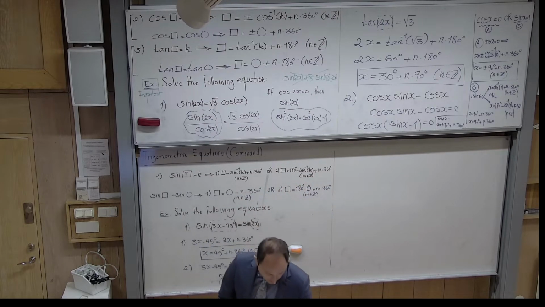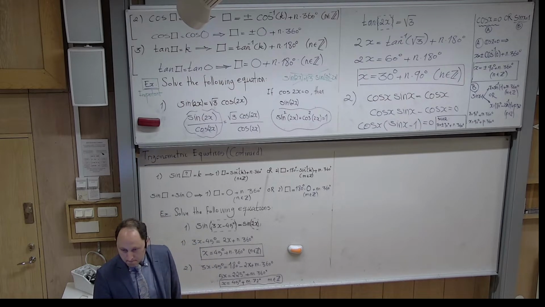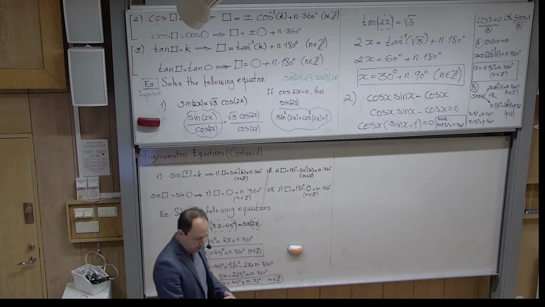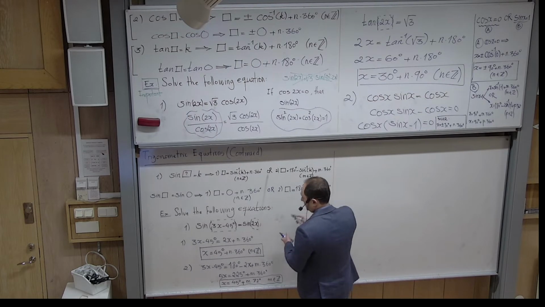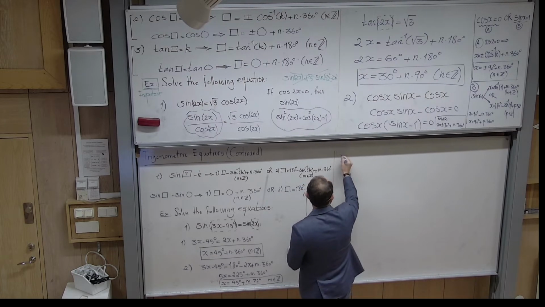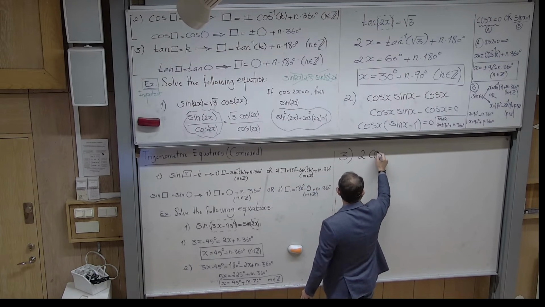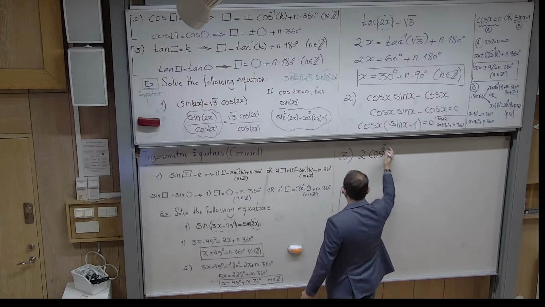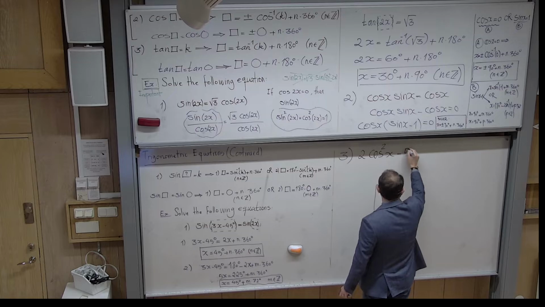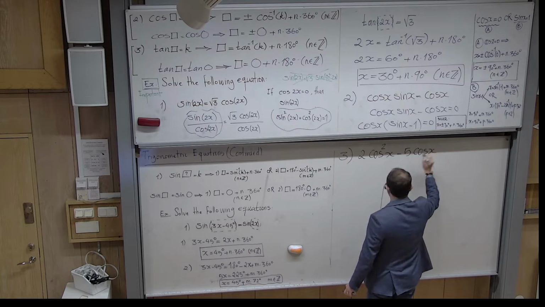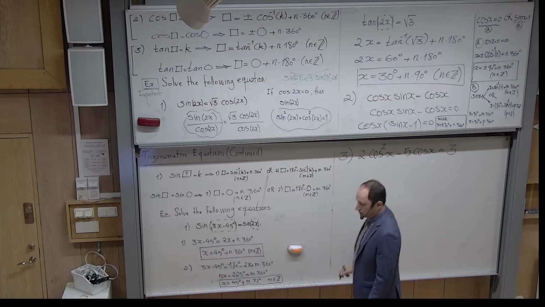Another question that I want to solve, again I will choose from this. Okay, so this is number 3. 2 cosine x squared minus 5 cosine x equals 3. Okay.